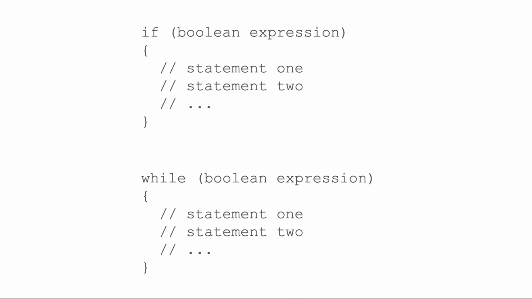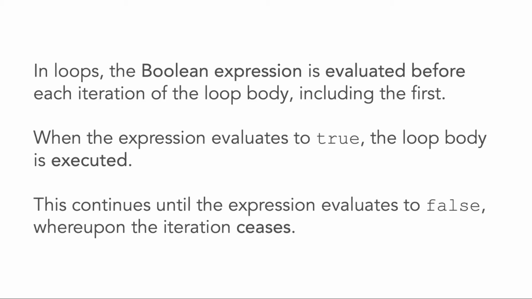The while loop is actually quite similar to the if statement. The main difference is that the if statement will only run once if the condition is true. The while loop can run multiple times as long as the condition is true. In loops, the Boolean expression is evaluated before each iteration of the loop body, including the first. When the expression evaluates to true, the loop body is executed. This continues until the expression evaluates to false, whereupon the iteration ceases.